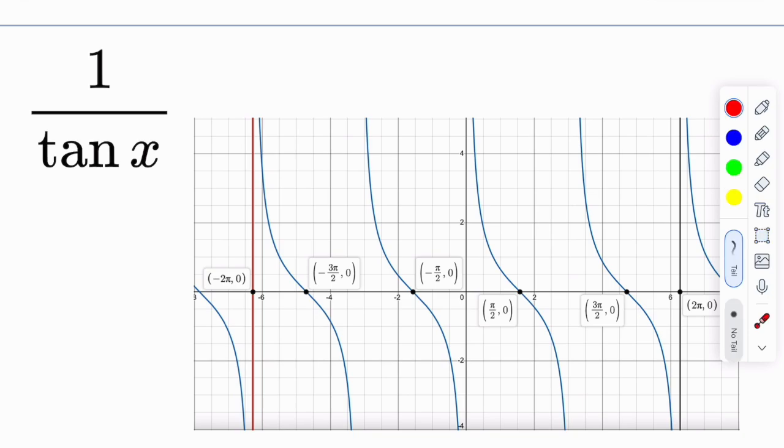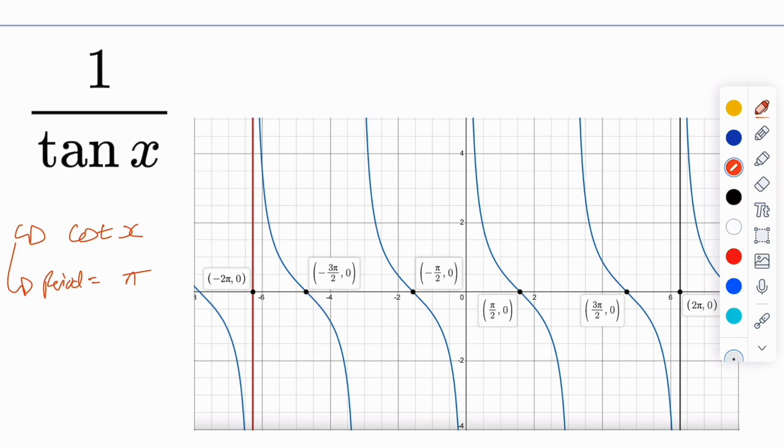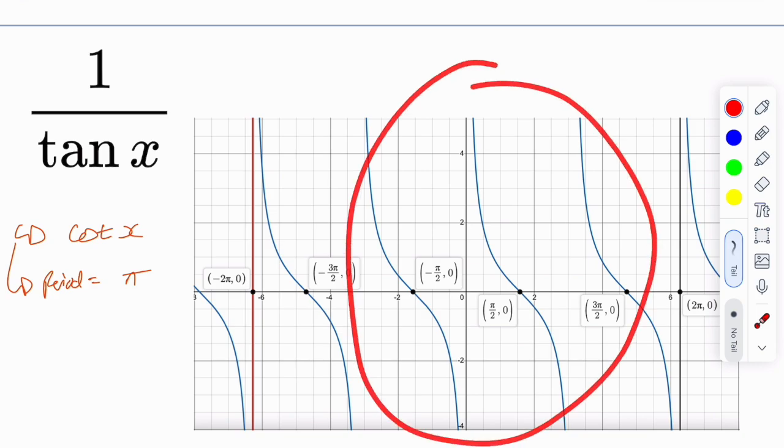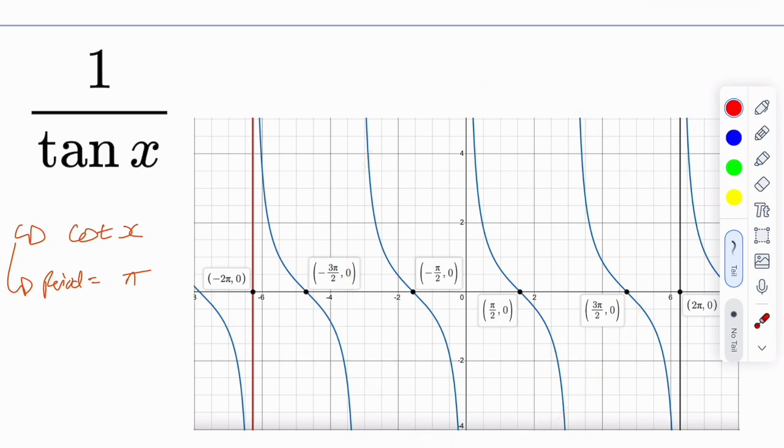Alright guys, now 1 over tan x. 1 over tan x is the same thing as saying cot x. It's the function cot x. And similar to tan x, cot x has a period of pi. It repeats itself every pi times. And you can see that in the graph here.